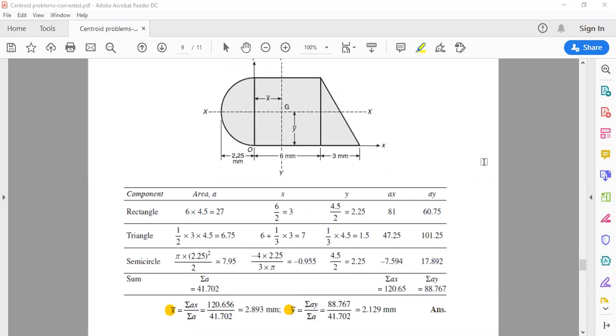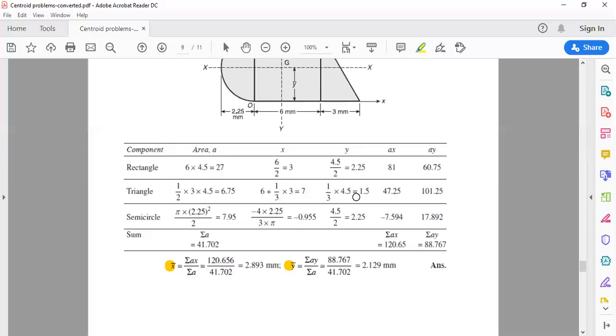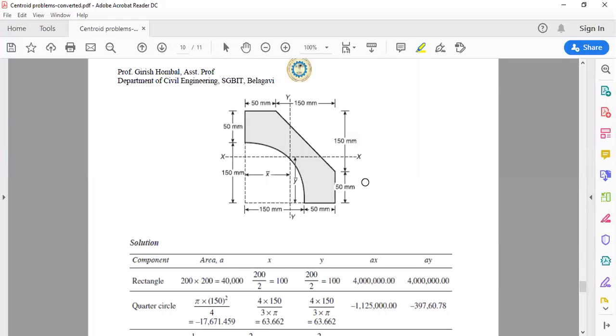Now, let us move on with the next problem. Yes, a very typical problem, wherein we need to wisely divide the given section. So, in CG problems, it is very important how you actually divide the given section. Now, in this figure, it is required to calculate the CG of the shaded portion.